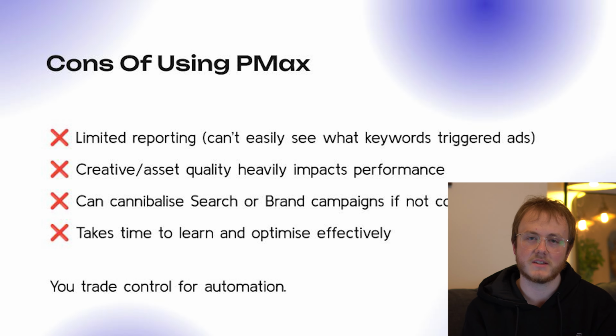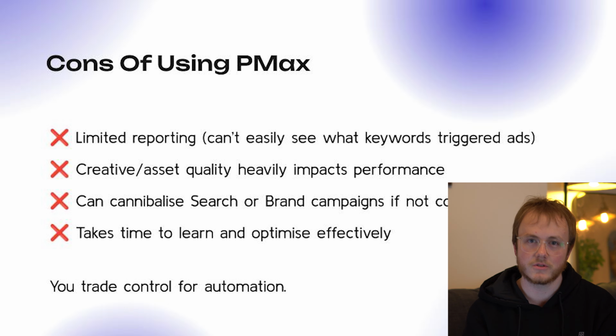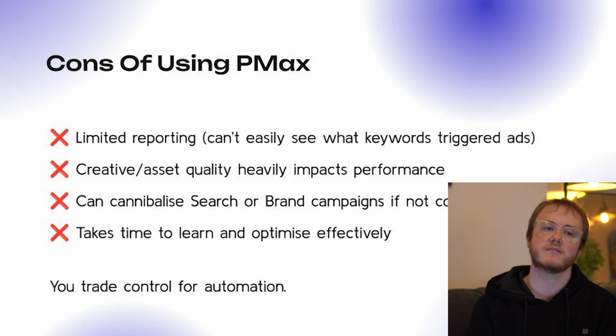The asset quality and the input that you provide to a Performance Max campaign matter a hell of a lot. So you need to focus on your product feeds. If you're an e-commerce brand, you need to focus on your creative assets, your YouTube videos, and you need to make sure that these are all top tier so that Google has the best opportunities and the best resources to create good assets on all of those channels.